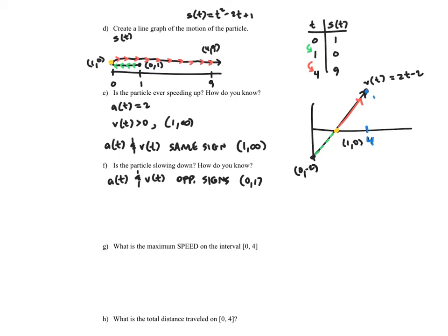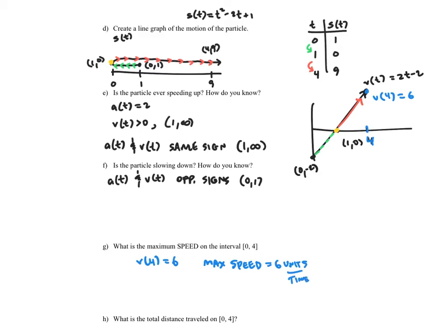So v of 4 ends up equaling 8 minus 2, which is 6. So our velocity here is -2, but our speed here is 2. So from 0 to 4, our maximum speed would be at time t equals 4. So since our velocity at time t equals 4 is 6, our maximum speed is 6, I don't know, units per unit of time.